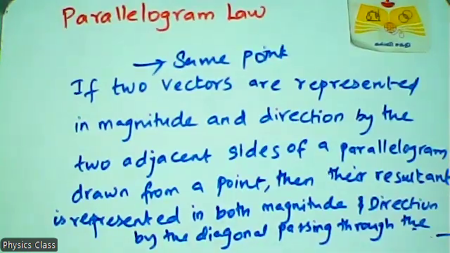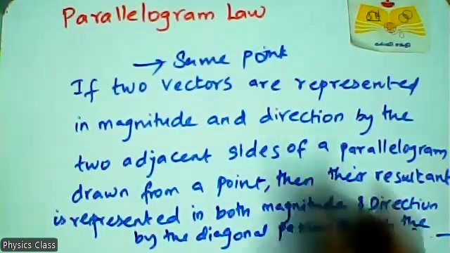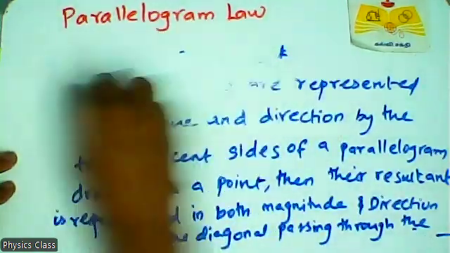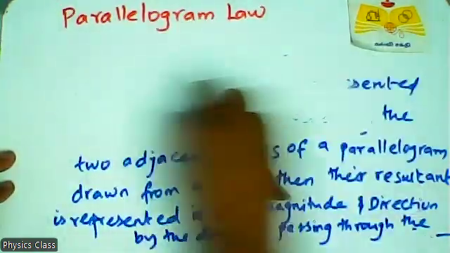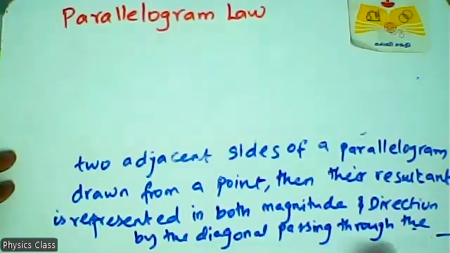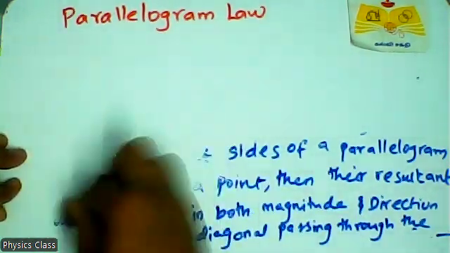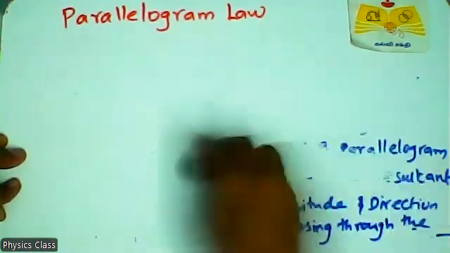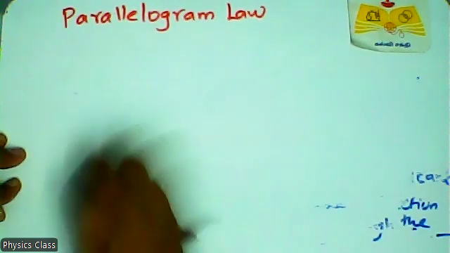So the statement for the parallelogram law of vectors: if two vectors are represented in magnitude and direction by the two adjacent sides of a parallelogram, then their resultant is also represented both in magnitude and direction by the diagonal passing through the same point. This is the statement. Now I will draw the parallelogram diagram.